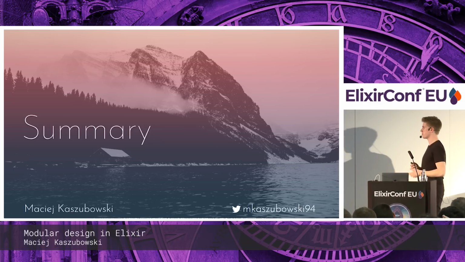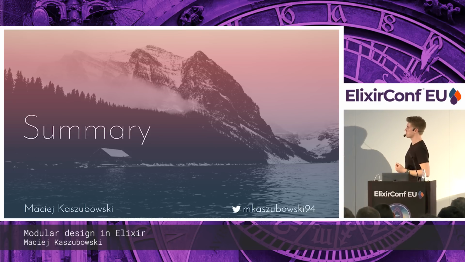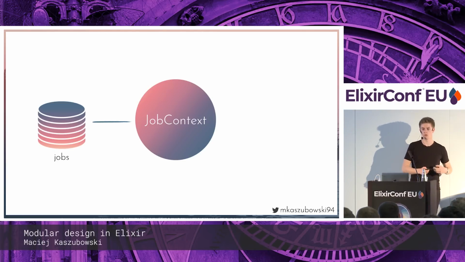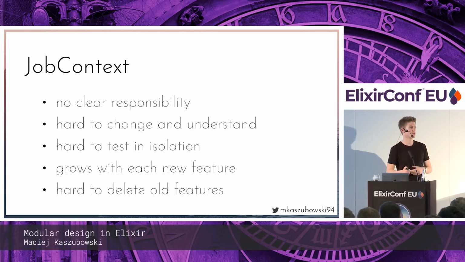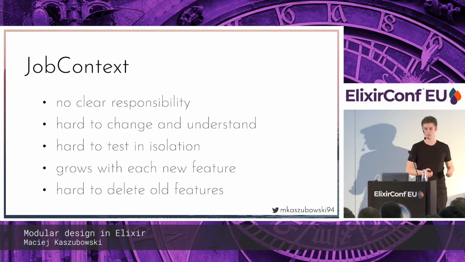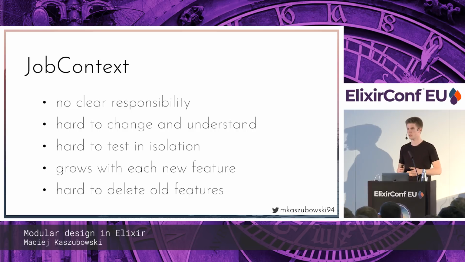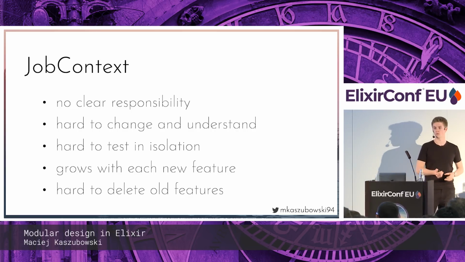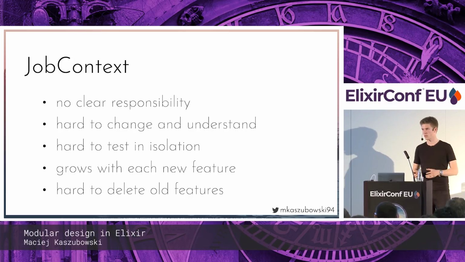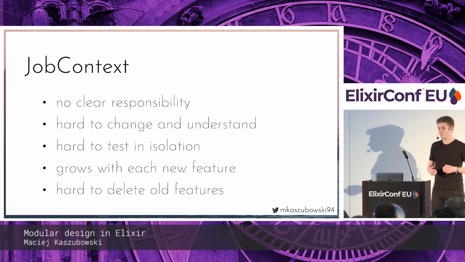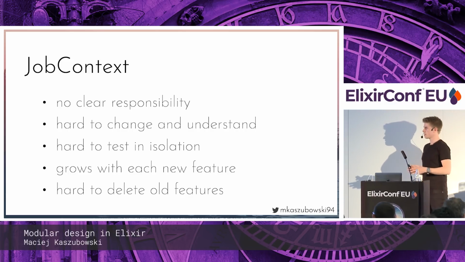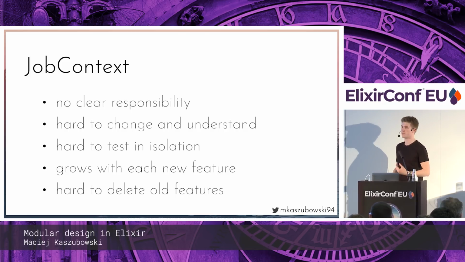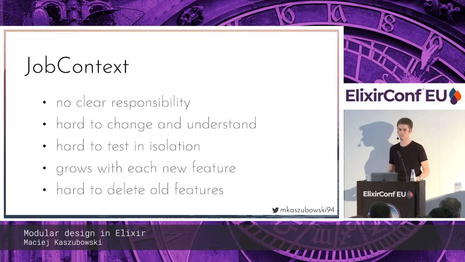So to sum up a little bit, we started with this job context that had no clear responsibilities. We started with the job schema that with time grows bigger and bigger. It was hard to understand, it was hard to change, it was quite easy to make a mistake and to introduce bugs that are quite hard to debug. It had this tendency of pulling new behavior in. So with every new change, every new feature, it grew a lot.